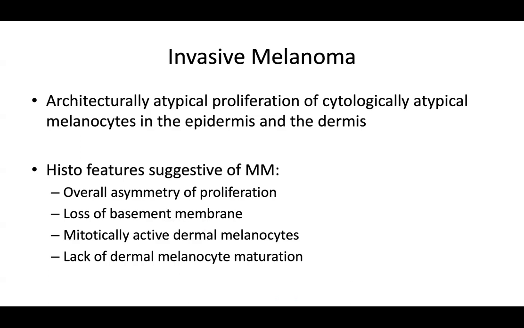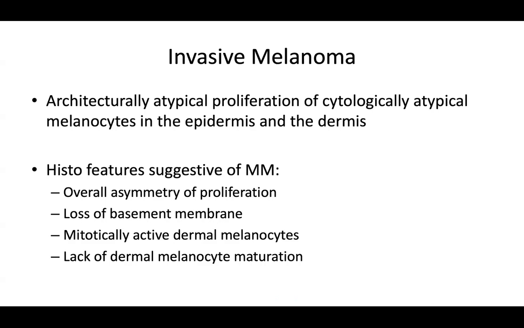The histologic features suggestive of malignant melanoma include overall asymmetry of proliferation. So you want to contrast these findings from the benign lectures that we've posted here, where you're being able to say something is a melanoma or is not a melanoma. One of the things that you're going to be assessing is the overall symmetry of the lesion. So if it's very asymmetric, that argues for melanoma. If you have a loss of the basement membrane integrity, essentially the melanoma is consuming the normal architecture of the epidermis, that supports malignant melanoma.